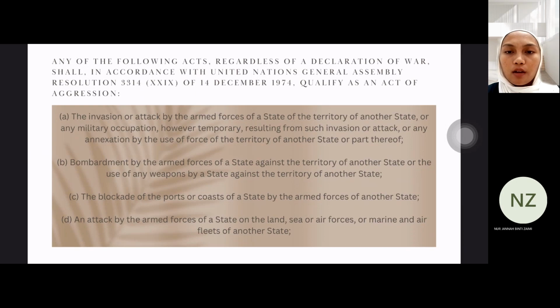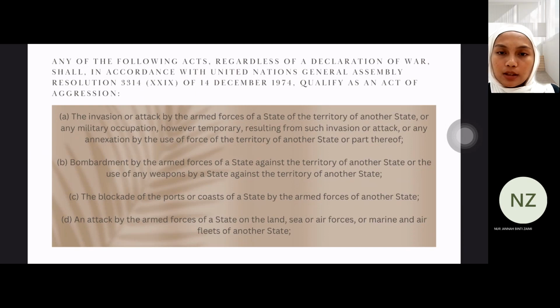And then C, the blockade of the ports or coast of a state by the armed forces of another state. And then D, an attack by the armed forces of a state on the land, sea, or air forces, or marine and air fleets of another state. And then E, the use of armed forces of one state which are within the territory of another state with the agreement of the receiving state in contravention of the conditions provided for in the agreement or any extension of their presence in such territory beyond the termination of the agreement.